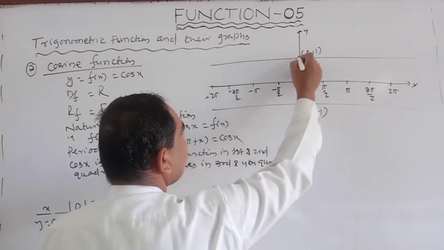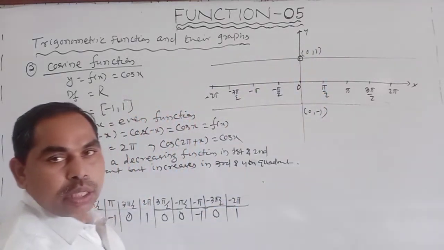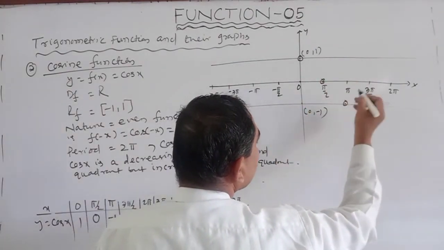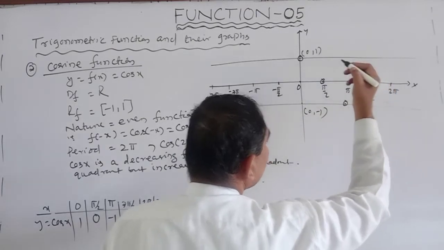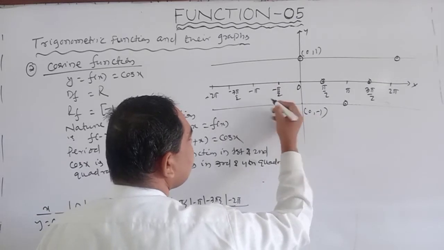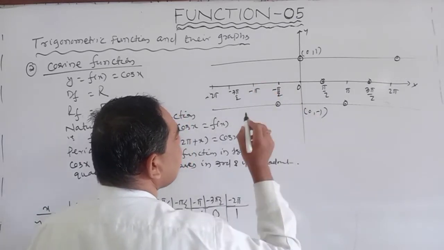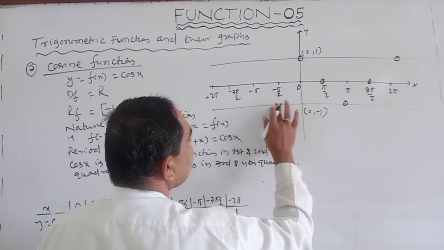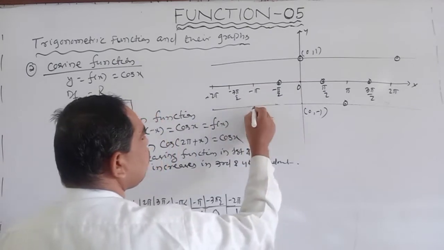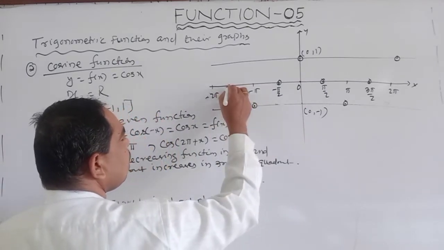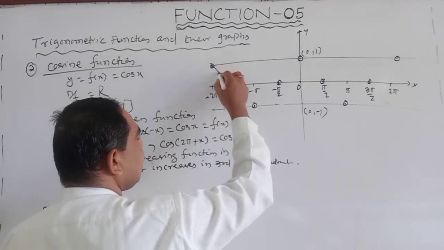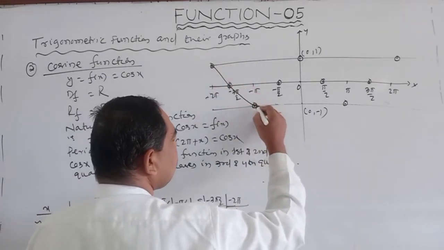So cos 0 is 1, cos pi by 2 is 0, cos pi is minus 1, cos 3 pi by 2 is 0, cos 2 pi is 1, cos minus pi by 2 is 0, cos minus pi is minus 1, cos minus 3 pi by 2 is 0, cos minus 2 pi is plus 1. So this is our graph, joined together.